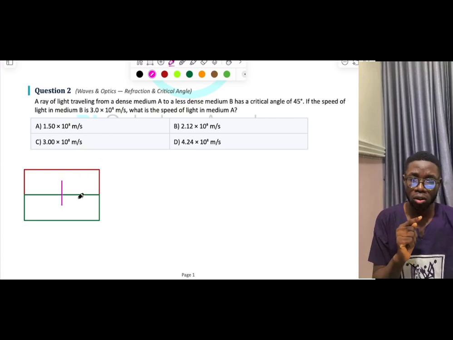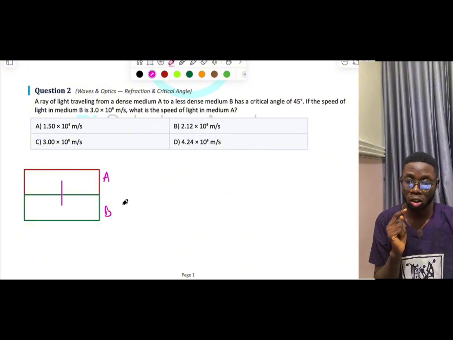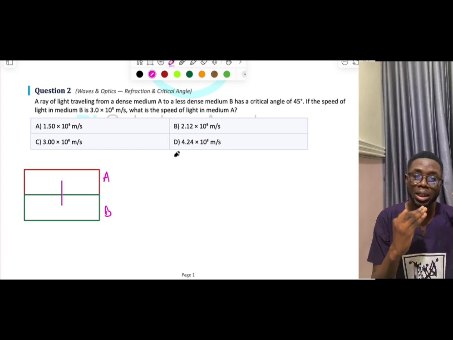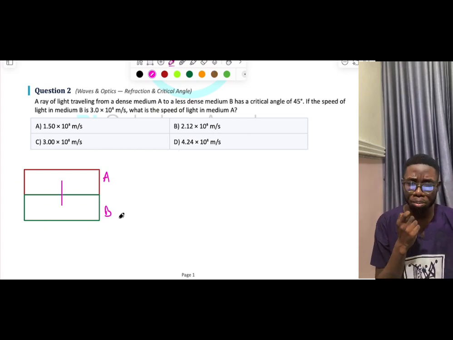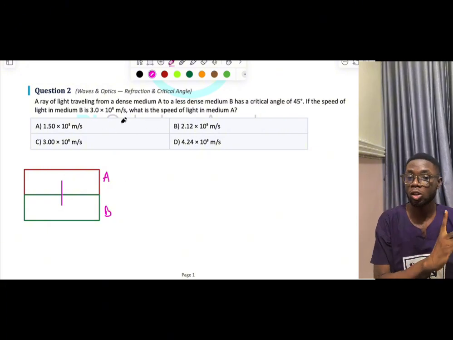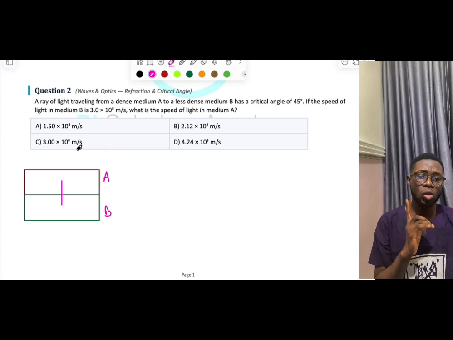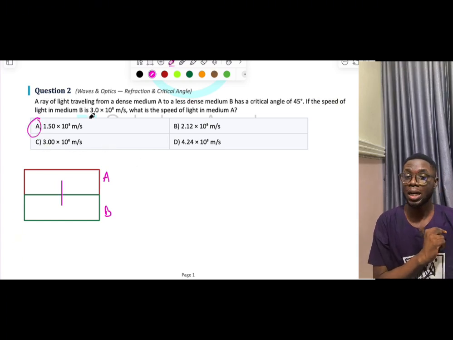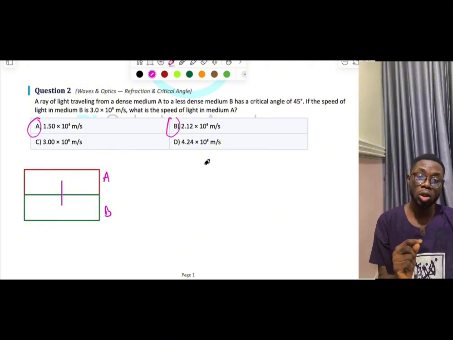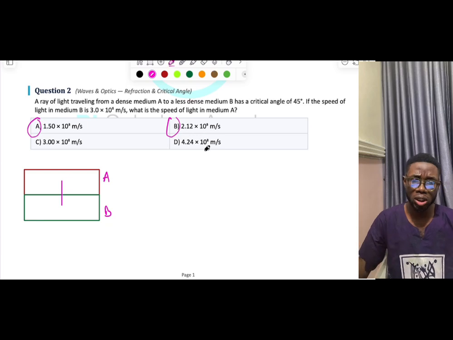Now, for this particular situation, let's say this is medium A, and let this be medium B. Of course, from the information here, medium A is a denser medium than medium B. That implies that light is going to be traveling faster in B than in A. So if the speed in B is 3 times 10 raised to 8 meters per second, we only have two possible answers, either option A or option B, because the speed cannot be the same in A, and it cannot be greater in A, based on what I've explained. So how do we approach this kind of problem?